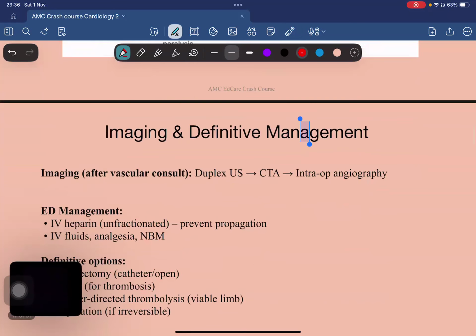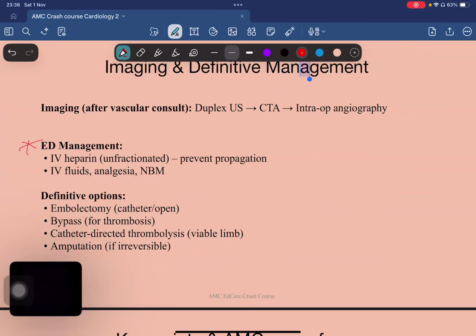This is the emergency department management: you should start unfractionated heparin immediately in the emergency department unless contraindicated, because it could prevent the progression of the thrombus and allow time for surgical intervention. So it's very important to know this heparin. It would prevent the propagation. Heparin is a very, very important and crucial drug in this condition. And obviously, you've got to prepare the patient for the surgical interventions.